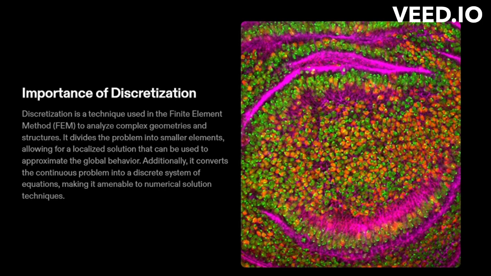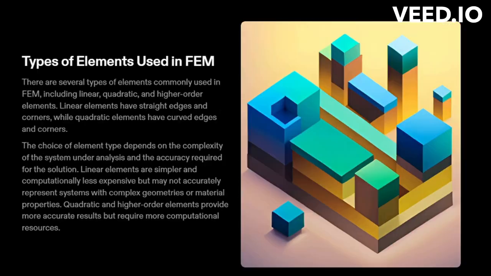Importance of discretization. Discretization is a technique used in the finite element method to analyze complex geometries and structures. It divides the problem into smaller elements, allowing for a localized solution that can be used to approximate the global behavior. Additionally, it converts the continuous problem into a discrete system of equations, making it amenable to numerical solution techniques.